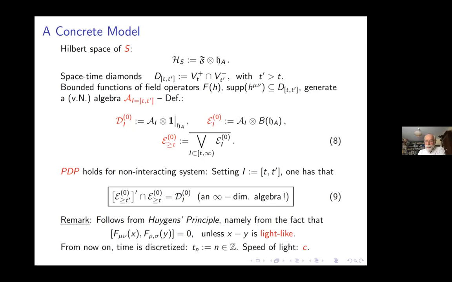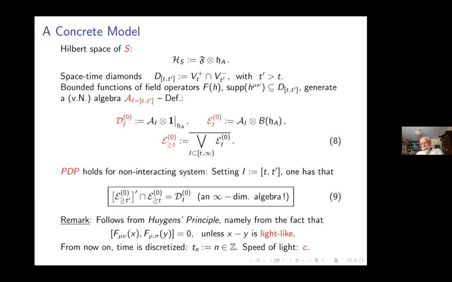In fact, that's the statement of the next equation. If you look at the commutant of the algebra E greater or equal to T prime, this consists of all operators commuting with all the operators in the algebra E greater or equal to T prime, and you intersect this with the algebra E greater or equal to T, you get precisely the algebra D sub I associated with this space-time diamond. D sub I is an infinite dimensional algebra, no matter how short the interval I is. So the principle of diminishing potentialities holds in a very, very strong form in this model, as long as there are no interactions.